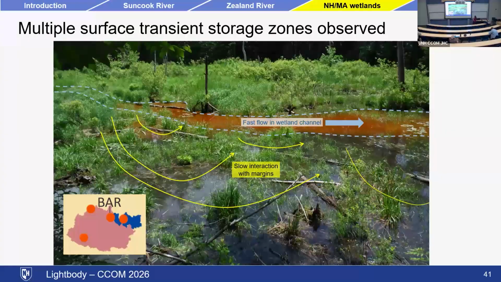This picture is just showing, we're getting fast flow in the wetland channel. You can see the dye cloud moving past. It started to move a little bit into nearby areas, but then these longer flow paths, it hasn't yet permeated into these areas of the wetland that are a little farther away.